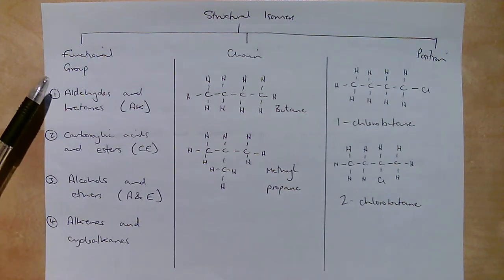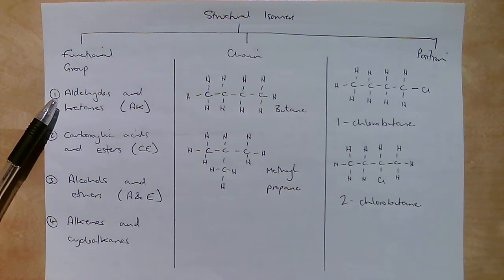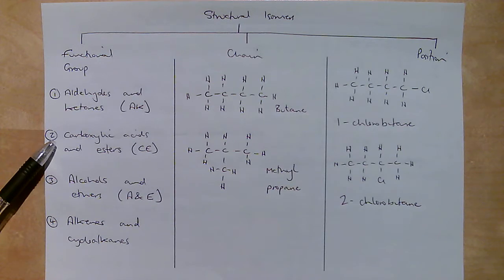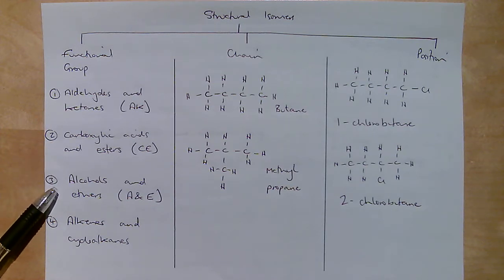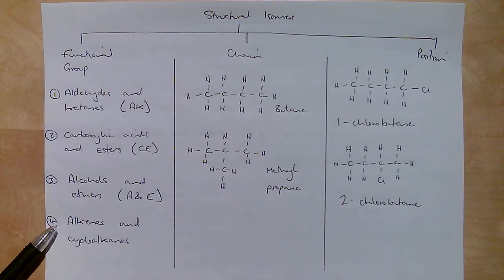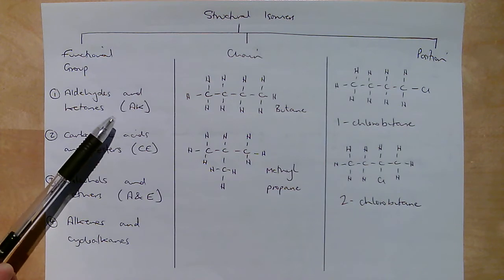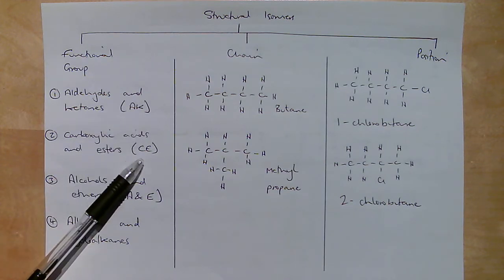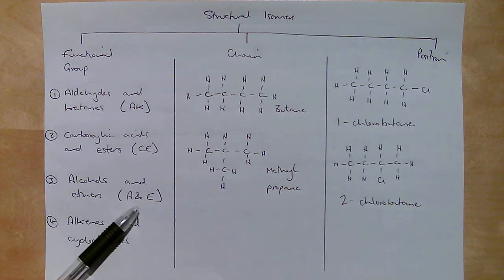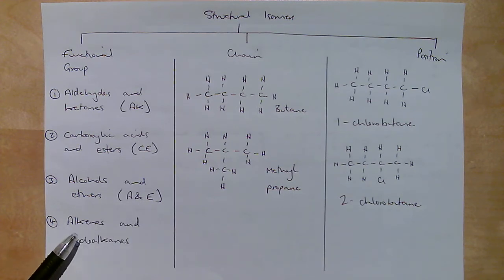Let's go and have a look at functional group isomers then. Basically there are pairs of compounds that have the same molecular formulae but a different structural form. The first pair are aldehydes and ketones. The next pair are carboxylic acids and esters. The next pair are alcohols and ethers, and the final pair are alkenes and cycloalkanes. We'll have a look at those again in a minute.